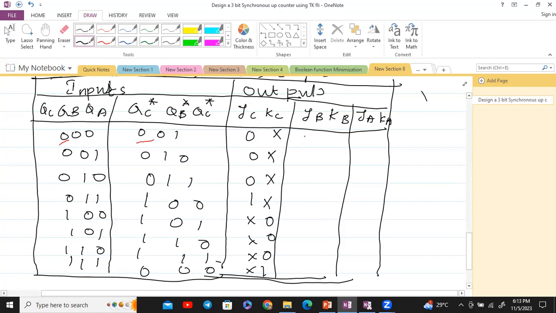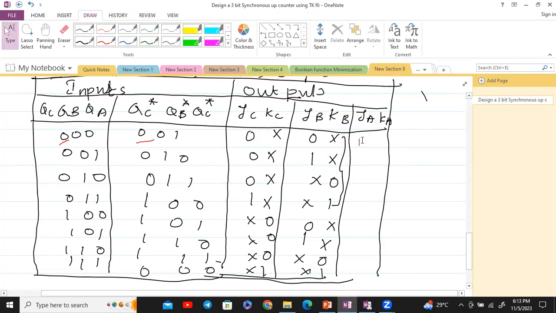Next it is JB, second column, 0 0. So it is 0 don't care. Next it is 0 1. 0 1 corresponds to 1 don't care. Next 1 1 corresponds to don't care 0, and 1 0 has don't care 1. Then it is 0 0, 0 don't care. Then 1 don't care. Then don't care 0. The last one is 1 0, for that it is don't care 1. You see these 4 states are repeating, right?